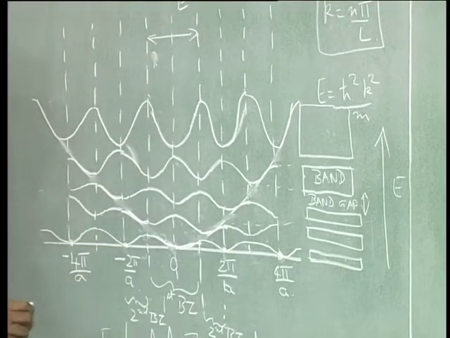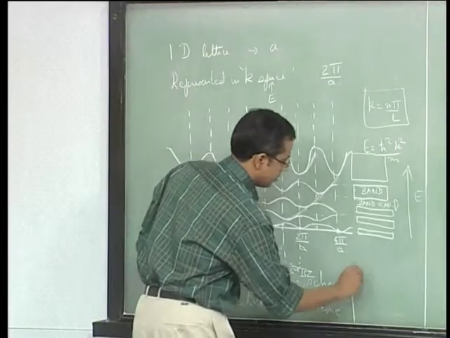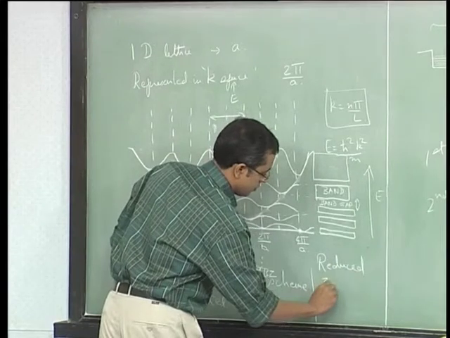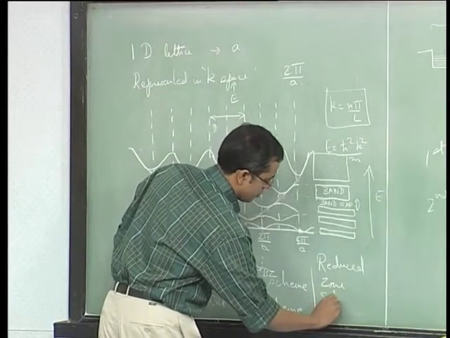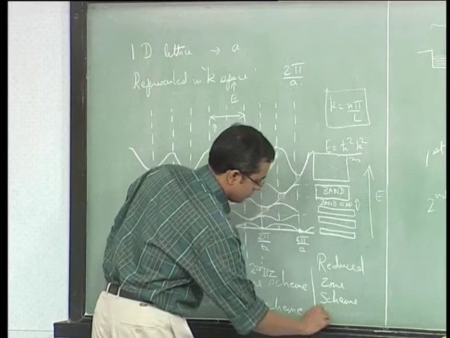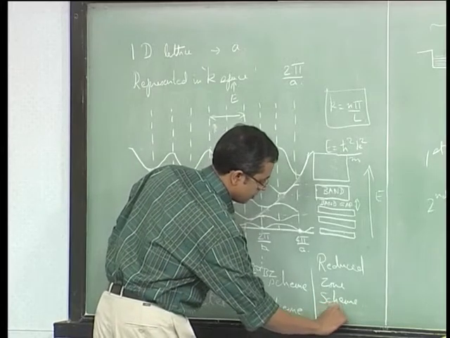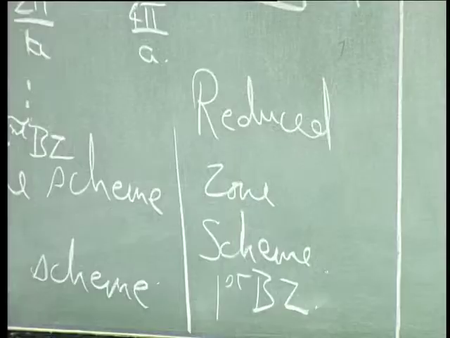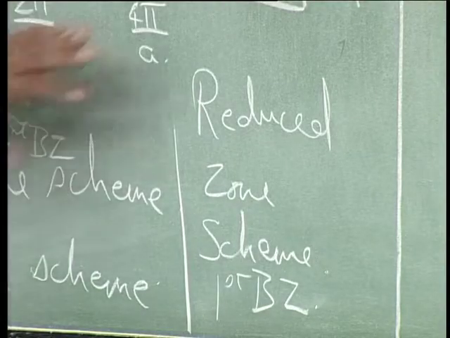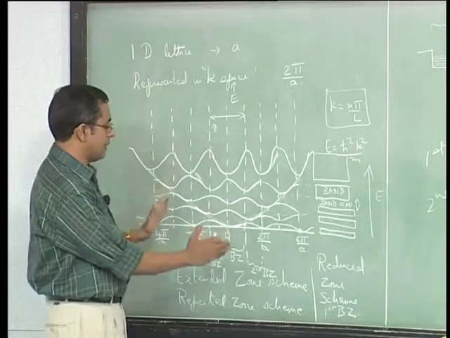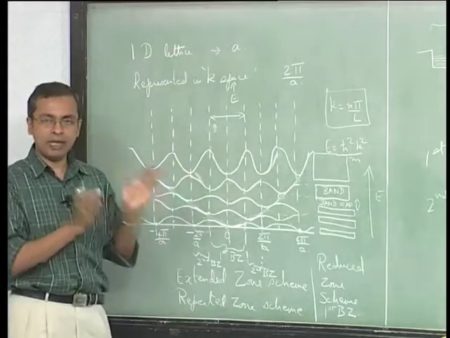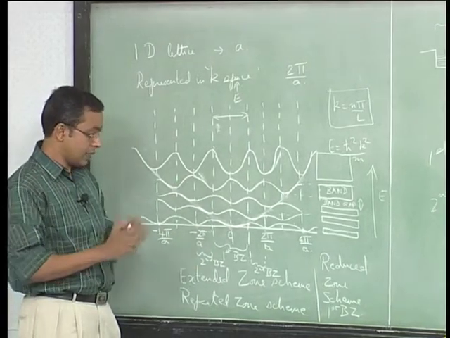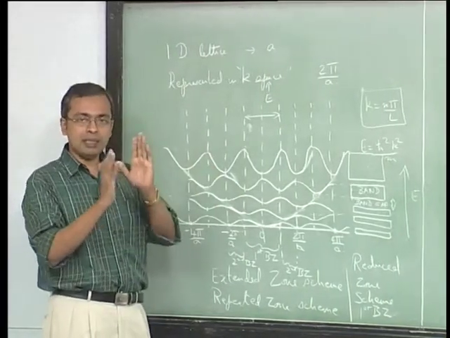If you only look at the first Brillouin zone, which I am writing here as the first BZ, the reduced zone scheme is representing all the information of the interaction of k vectors, the allowed k vectors in the system, and the periodicity of the lattice, all represented within the first Brillouin zone.